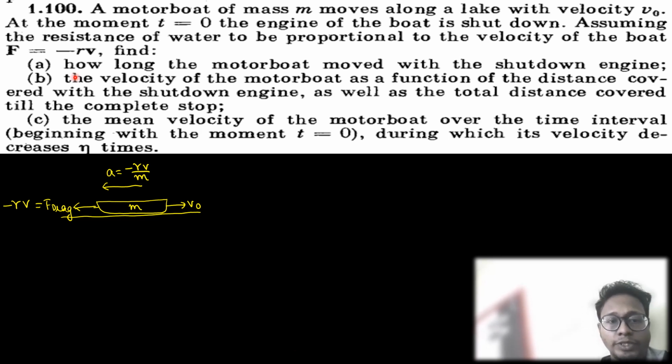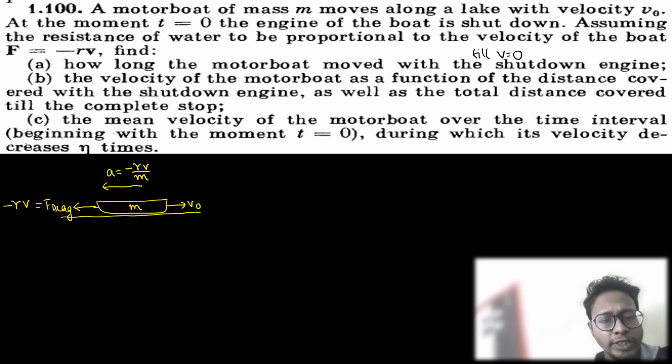Now the first question is, how long does the motorboat move with the shutdown engine? That means how long will the motorboat move? The motorboat will move till the velocity becomes 0, so till v is equal to 0. Now my next question is, when is the velocity 0?